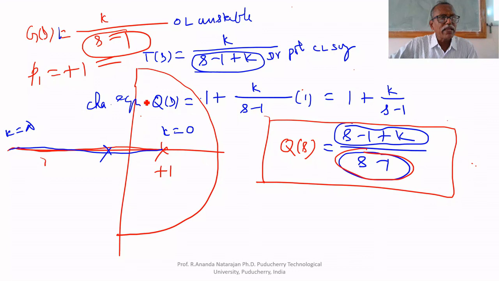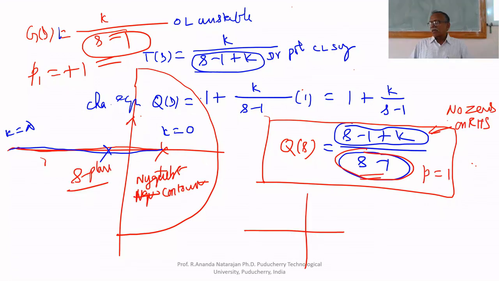That's why no zeros on the right hand side of Q of S. It means no closed loop poles on the right hand side. But the denominator has one pole on the right hand side. That's why the mapping will encircle 0 in the anti-clockwise direction once. Now I can say that the system is stable because it is not cancelling. No poles on the right hand side.